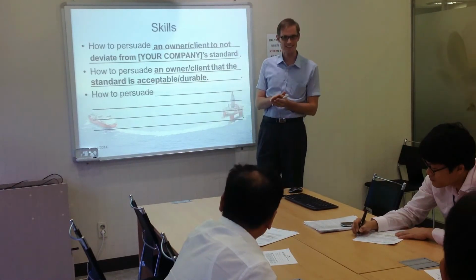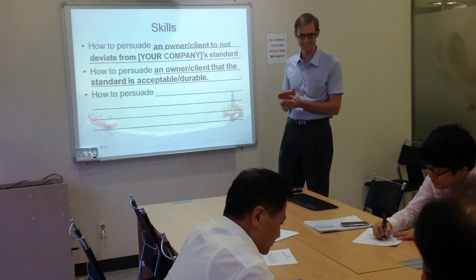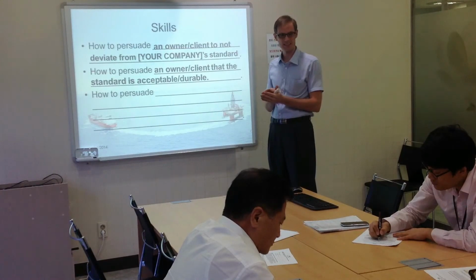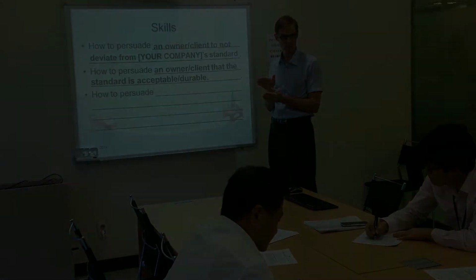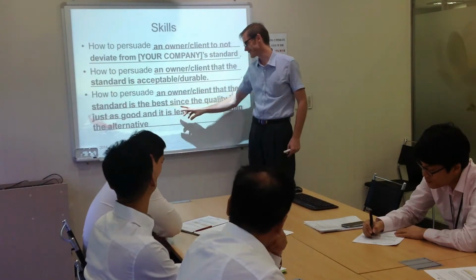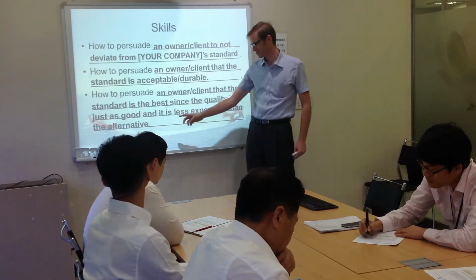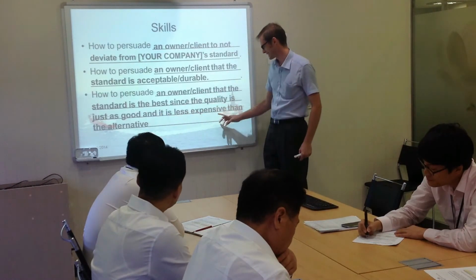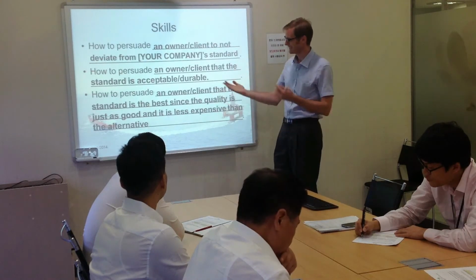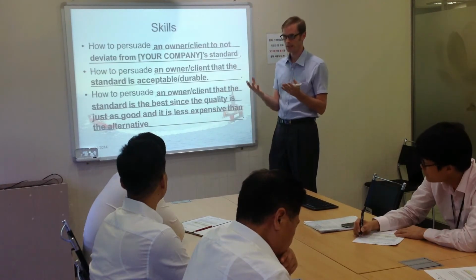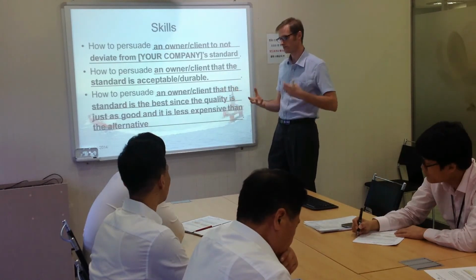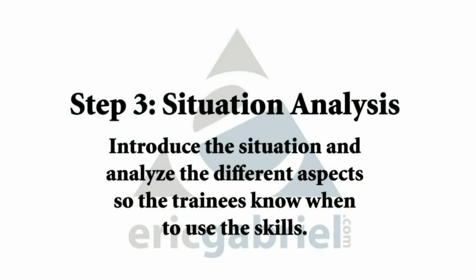So if there's a steel plate thickness that you're talking about with an owner and he thinks that the plate thickness is too thin, you think how to persuade an owner or client that the standard is the best since the quality is just as good and it is less expensive than the alternative. So you're basically disputing a standard, and you're saying we're going to say that our standard is acceptable.